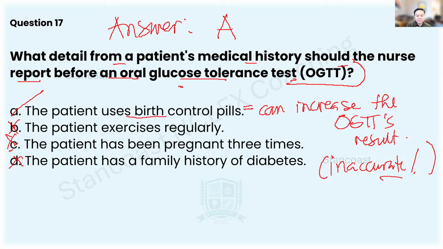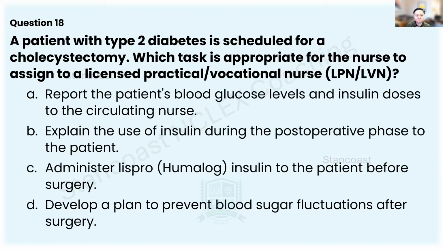The reason for letter A, it can lead to an increased OGTT result. It will deem this testing inaccurate. Okay. Number 18. A patient with type 2 diabetes is scheduled for a cholecystectomy.